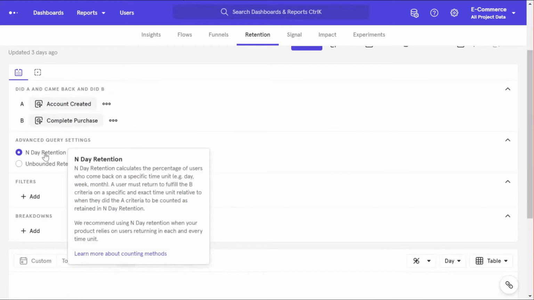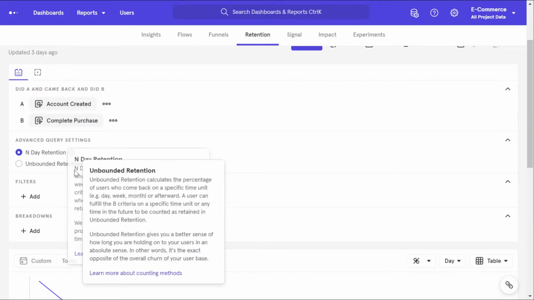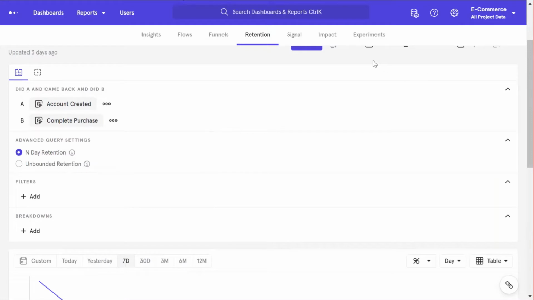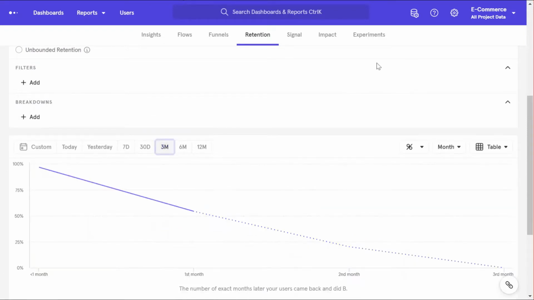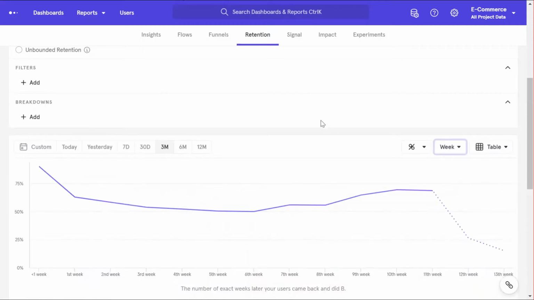Here I will use n-day retention. I will explain these two different settings here later in the episode. Then I will come down like other reports. I can select the period here. I will go to 3 months, right? And here I can select over what period I want to see the retention, day on day retention, week on week retention, or month on month retention. For the purpose of this demo, I will select week on week retention here.